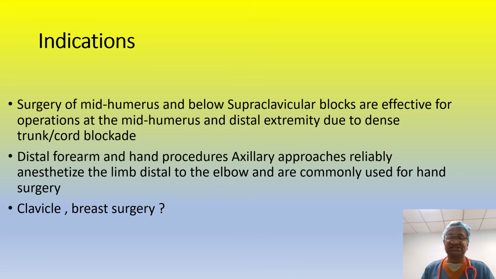What are the indications of brachial plexus block? Surgery of the humerus and the distal extremity, basically distal forearm and hand procedures. Sometimes we do brachial plexus block for clavicle surgeries. Sometimes we do it for breast surgeries, because the medial and lateral pectoral nerves are branches of the brachial plexus. Otherwise, it is all about shoulder and arm.